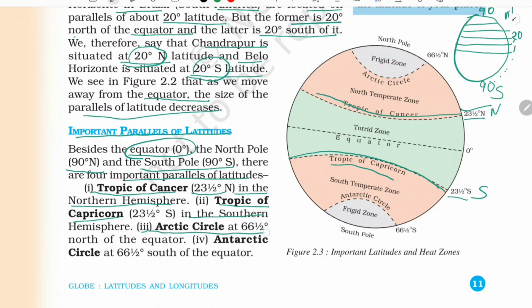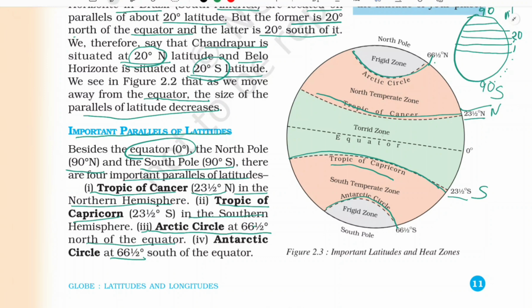Third is the Arctic Circle. Again, these are at the same degree, 66.5, 66.5 north of the equator. Here you will find the Arctic Circle, and again the Antarctic Circle over here in the south. Both of them are located at the same degree of latitude. All right, so these are the 4 important parallels of latitude.